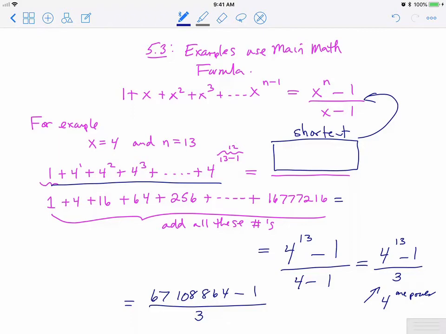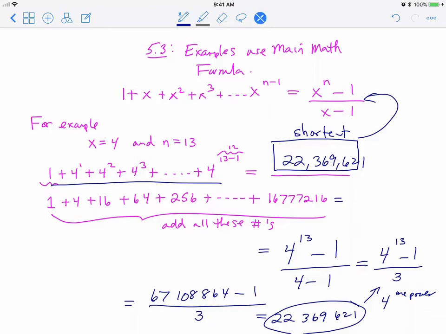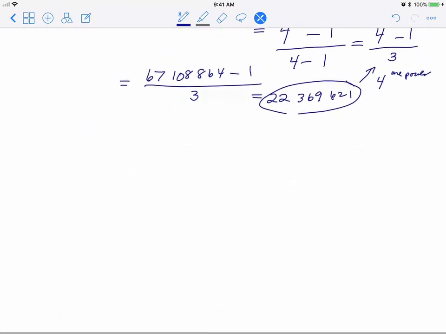If you do that on your calculator, which is what I'm doing off the screen, 4 to the 13th minus 1, and then dividing that answer by 3, you will get 22,369,621. That would be your answer. Now we need to see how and why this formula is important in the business math context, and of course that's the subject of another video. One more example here though.